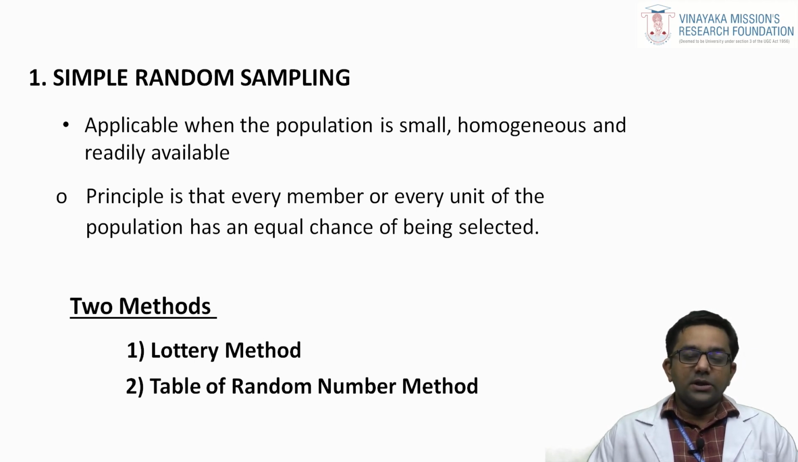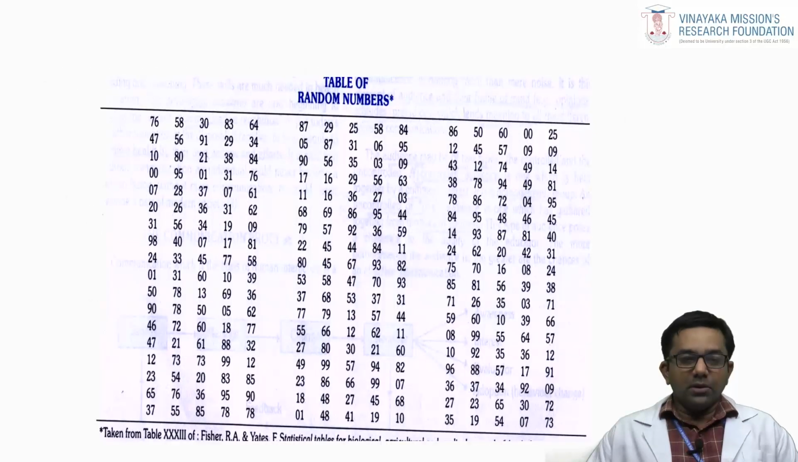It is applicable when the population is small, homogeneous and readily available. The principle is that each and every member in the population has an equal chance of being selected in the study. That is simple random sampling. There are different methods of simple random sampling, that is, the lottery method and the table of random numbers. The lottery method is nothing but giving chits and selecting the participants randomly. Whereas in the table of random numbers, you have a table with numbers given for each entry. So, you select the numbers randomly, that is the table of random numbers.